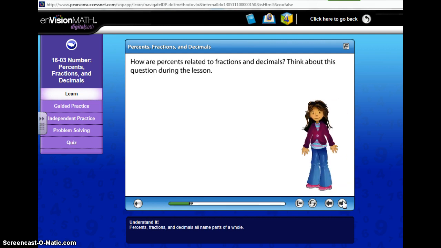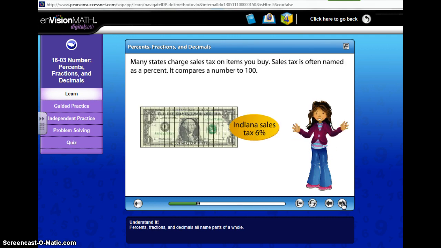How are percents related to fractions and decimals? Well, I don't know if you're aware of this, but a lot of states actually charge sales tax on items that you buy when you go to a store. You've probably noticed that before. So, for example, if you purchase something that costs $20, you can't just hand them a $20 bill. You have to add a little bit extra onto that, which in these cases they call sales tax.